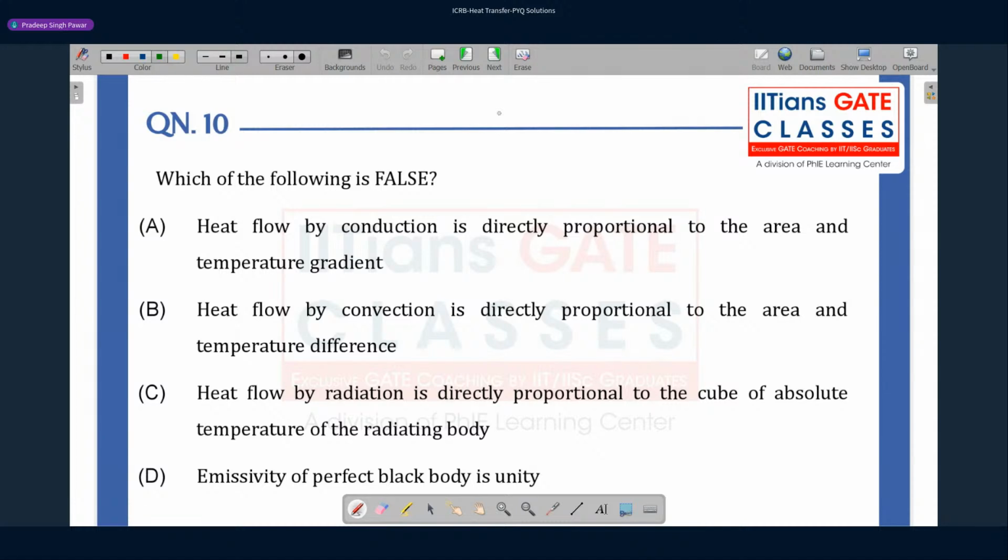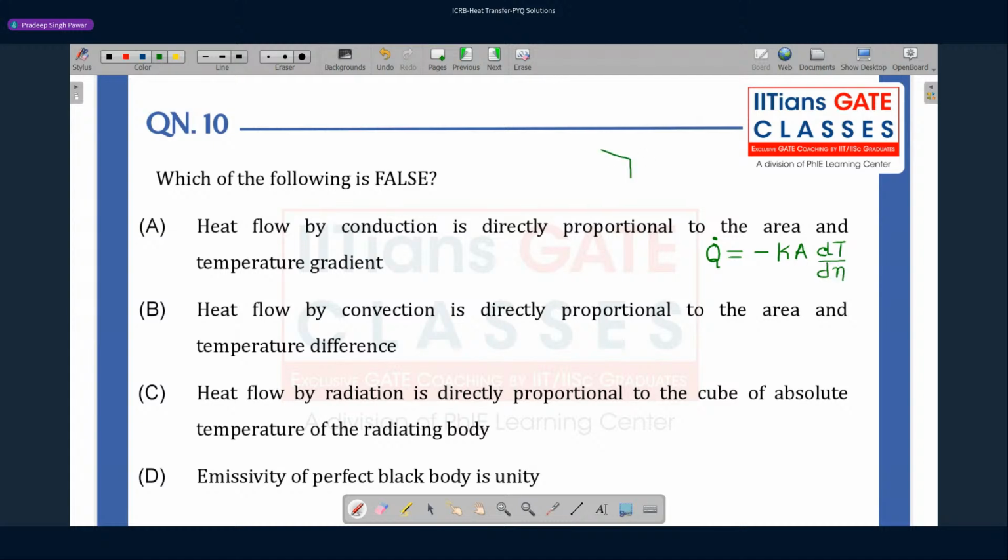Now let's read the question. Which of the following is false? That means which is not correct. Heat flow by conduction is directly proportional to the area and temperature gradient. Let's look at Fourier's law of heat conduction. I will write here the total heat transfer rate. The total heat transfer rate normal to the direction in which we are calculating the heat transfer is K times area times dT/dx or dT/dn.